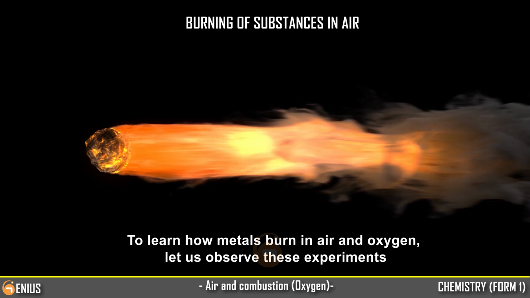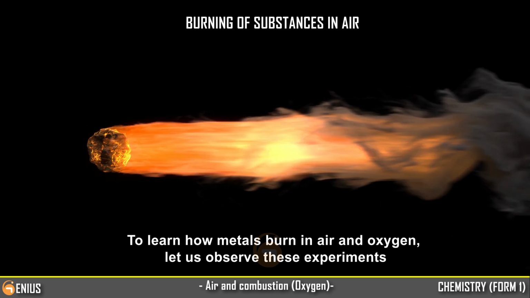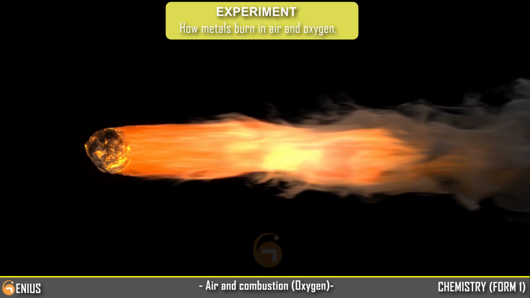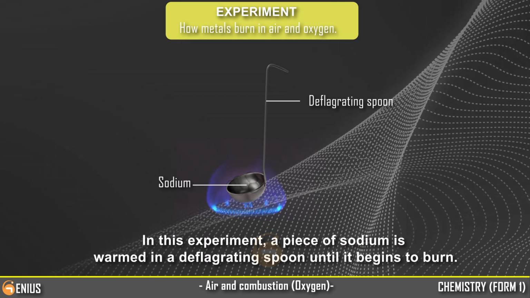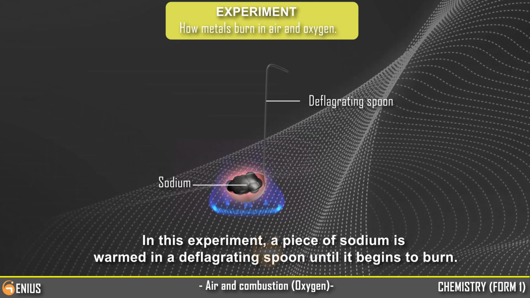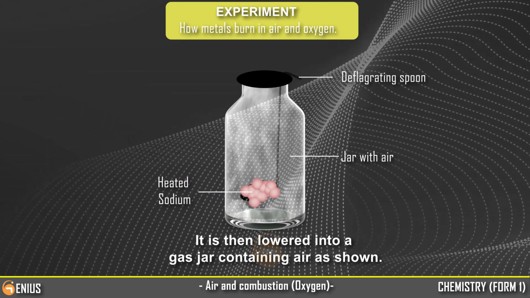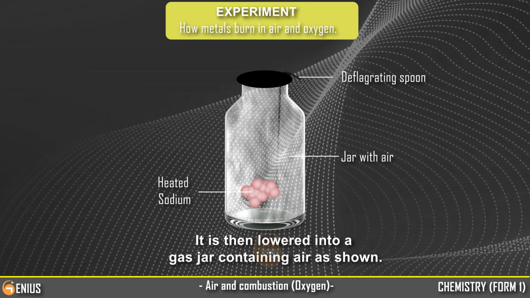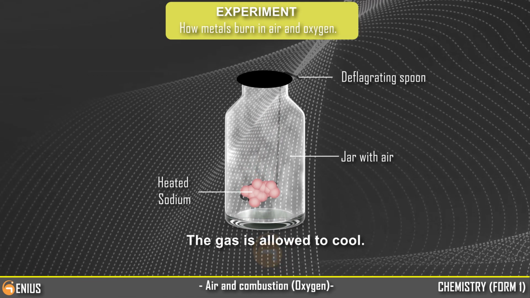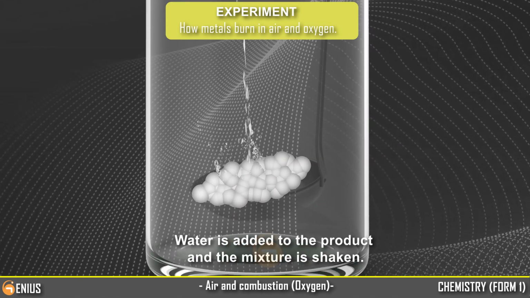To learn how metals burn in air and oxygen, let us observe these experiments. Experiment: how metals burn in air and oxygen. In this experiment, a piece of sodium is warmed in a deflagrating spoon until it begins to burn. It is then lowered into a gas jar containing air as shown. The gas is allowed to cool. Water is added to the product and the mixture is shaken.